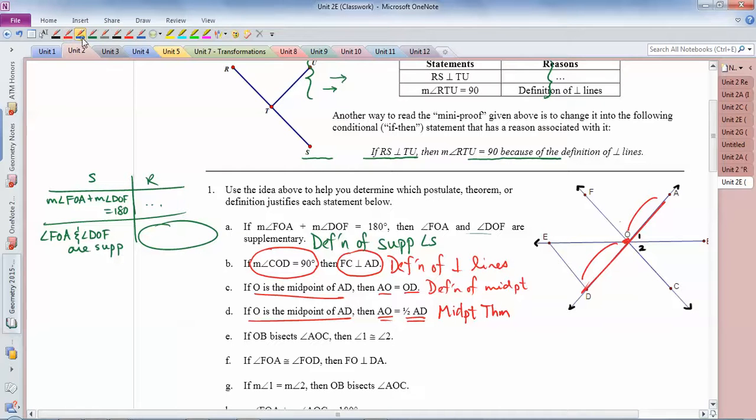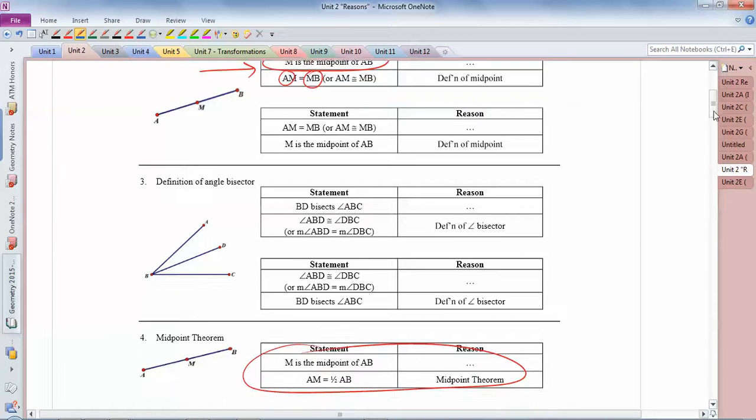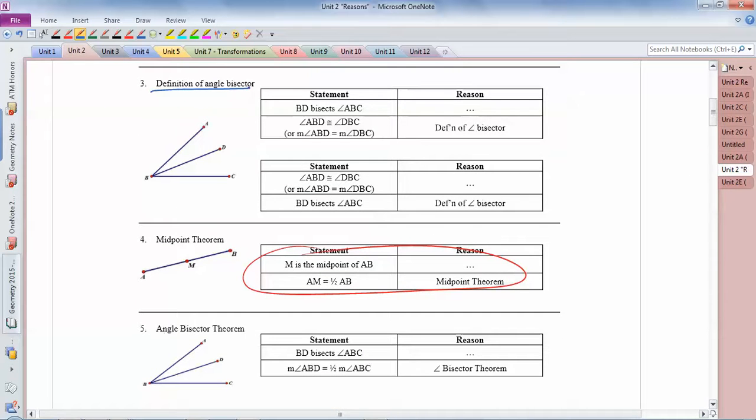Okay, let's try the next one. If OB bisects AOC, then you get angle 1 congruent to angle 2. So the mini proof should have the bisector first, and then congruent angles second, 2 angles that are the same. Bisector choices are definition and angle bisector theorem. They both start with the bisector, but this one says one angle is half of the whole angle, so it's not the theorem. Whereas this one says you have a bisector, so one angle is the same as the other angle. So that's definition of angle bisector.